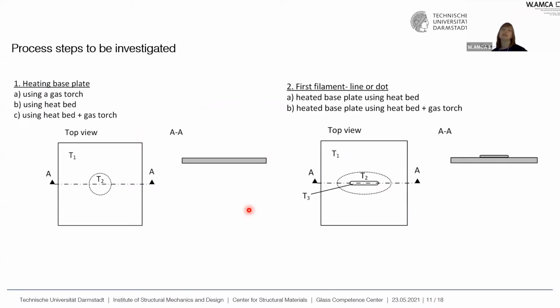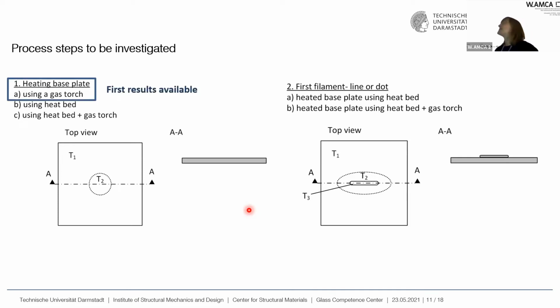The process steps I want to investigate are first just heating and cooling of the base plate, and second, a first line or first dot of filament on top of this heated base plate. The first step I split into 3 parts. First part just using the gas torch, second just using the heating bed, and the third part will be using heat bed plus gas torch. The second step is also divided in those two steps, just using the heat bed plus the glass filament from the top, and then additionally using the gas torch.